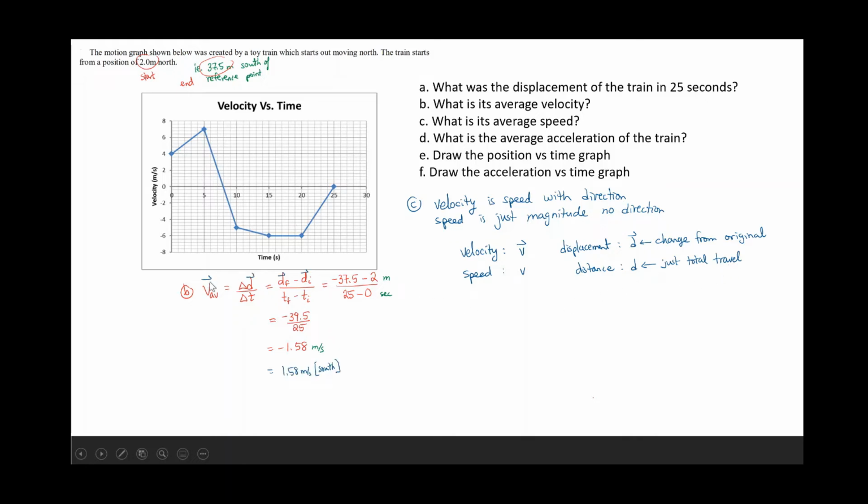Okay, so back to this calculation, let's adjust it if we think about it as a velocity. So we should have these arrowheads for direction on it. And the final answer, this negative right here, will be interpreted as south direction and drop the negative.